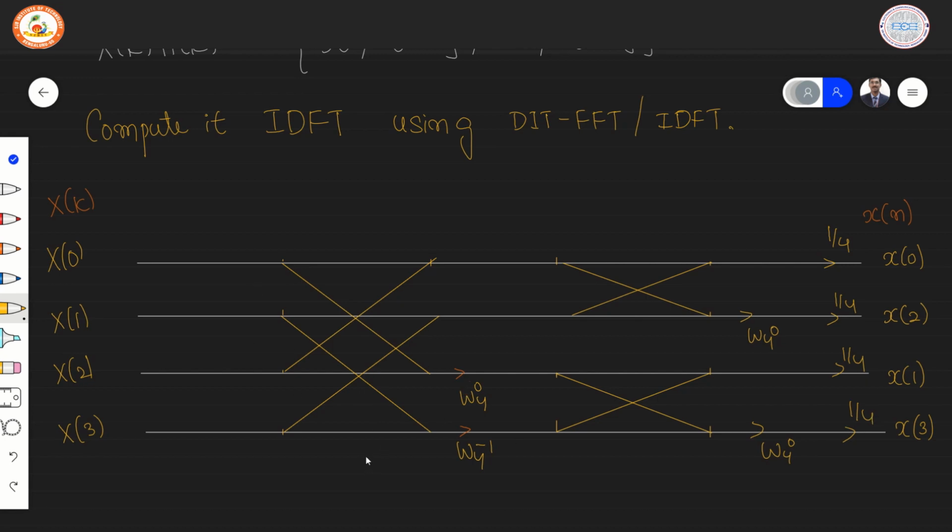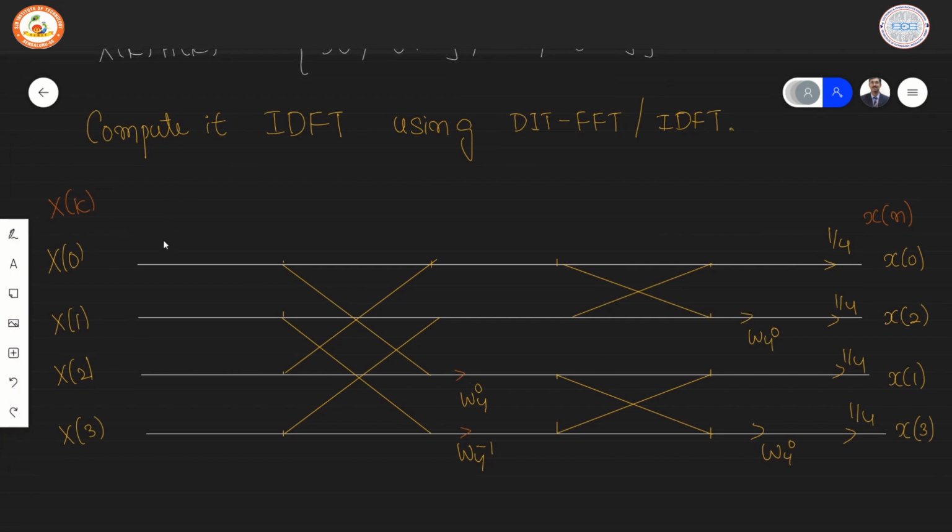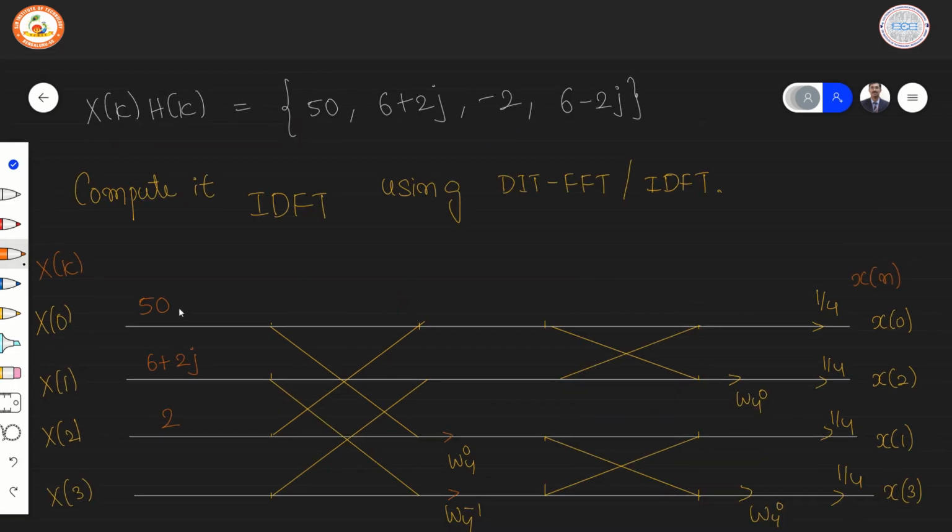Now let's start filling in the numbers. We have the values. First value is X of 0. X of 0 is equal to 50. X of 1 equals 6 plus 2j. X of 2 is equal to minus 2. X of 3 is equal to 6 minus 2j.